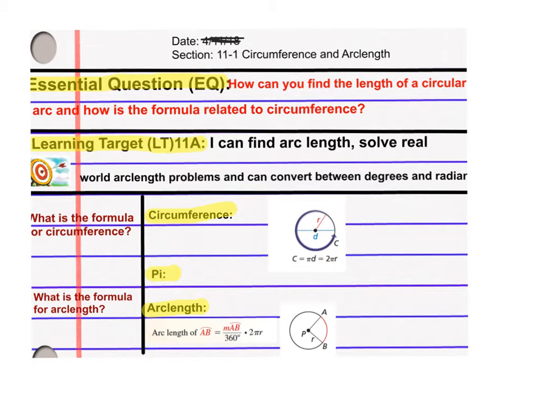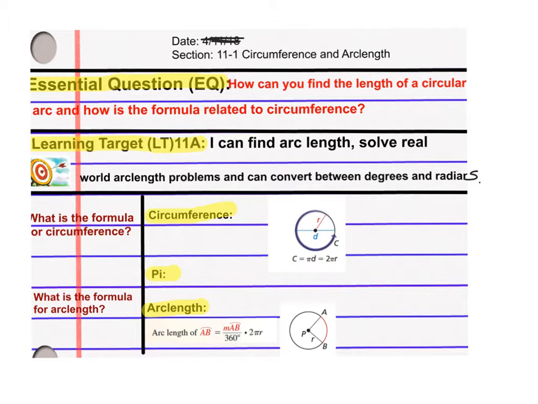So this is section 11.1 in Big Ideas, focusing on circumference and arc length. Your essential question: how can you find the length of a circular arc, and how is the formula related to circumference? Our learning target here, 11A, is I can find arc length, solve real-world arc length problems, and can convert between degrees and radians. Sometimes my slides get a little cut off.